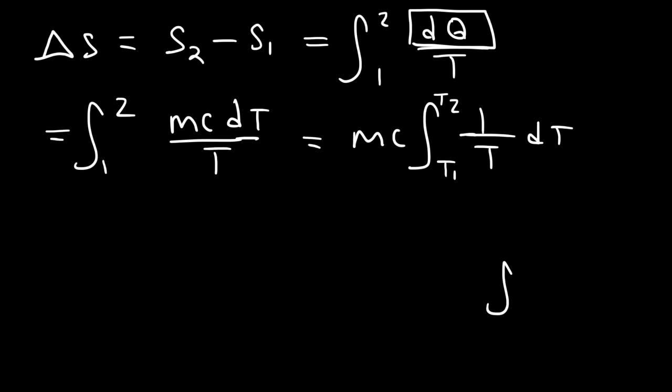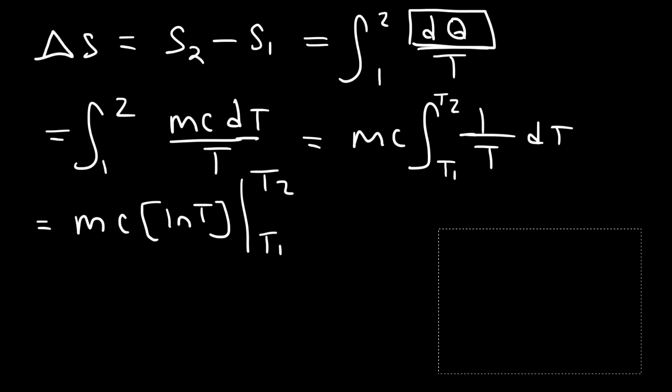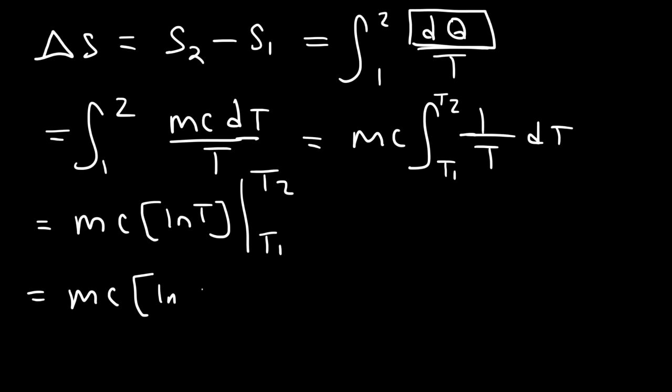Now the antiderivative of 1 over x dx is the natural log of x. So the antiderivative of 1 over T is going to be the natural log of T, evaluated from the initial temperature to the final temperature. So we need to plug in the top one first. So this is going to be mc times ln T2 minus ln T1.